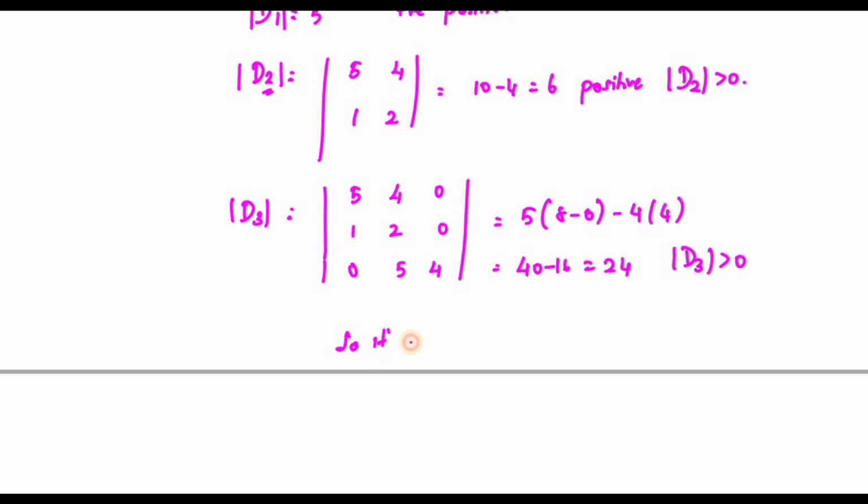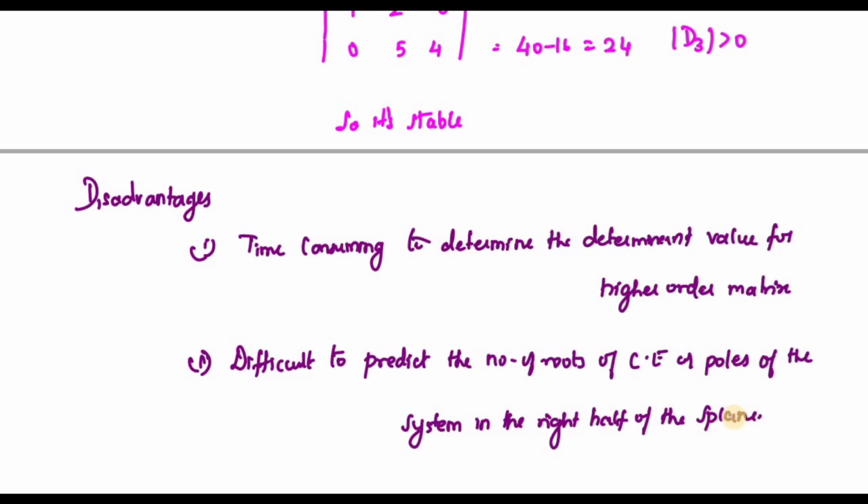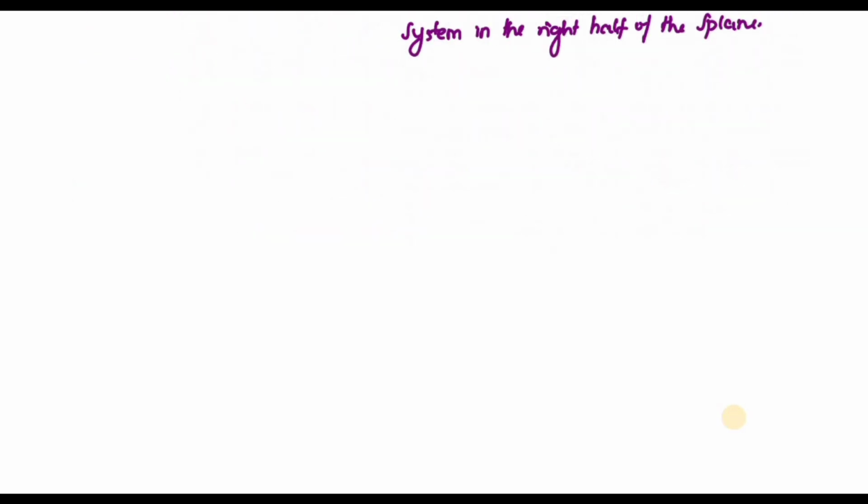The disadvantage of this method is that it is time consuming to find the determinant value for a higher order matrix, and it is difficult to predict the number of roots of the characteristic equation, or poles of the system, which lie in the right half of the S plane.